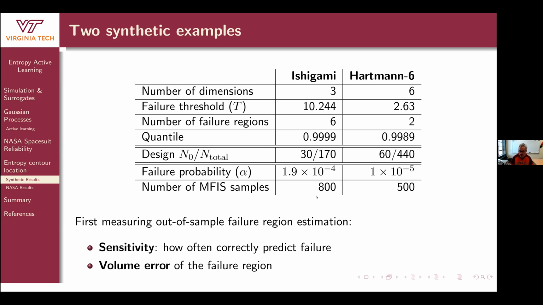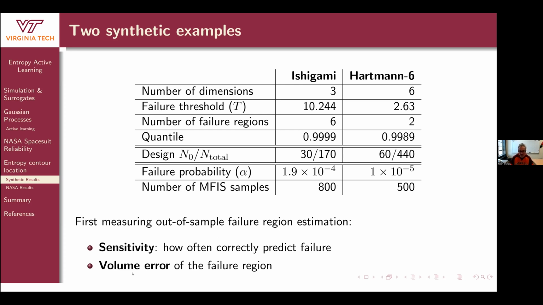And then I could also do some multi-fidelity importance sampling, but in fact, I'm not showing you that part of the experiment here today. Oh, so finally, what am I going to measure? How am I going to tell that I'm doing a good job? I'm going to measure 2 statistics as I grow my experiment from 30 to 170 and 60 to 440. So I'm going to measure how often I correctly predict failure in the input space. So I want that to be high. I want my probability of correctly predicting failure to be high.